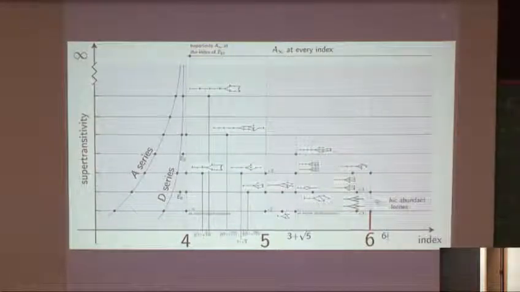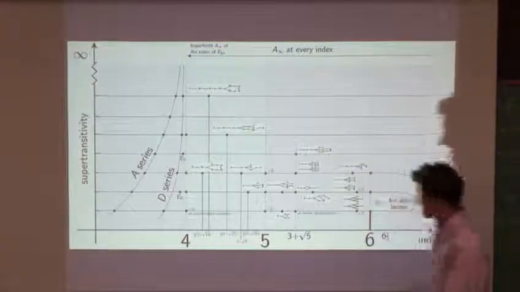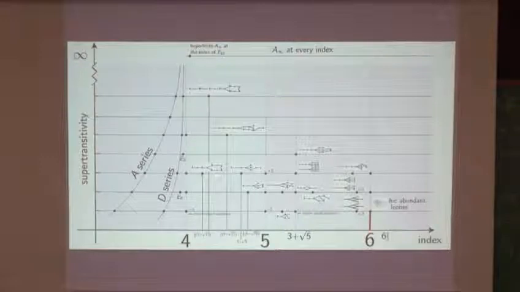So maybe just briefly talking about each of the bands higher up, where we don't yet have that many theorems. Well, at index 5, we know exactly what goes on, although the details haven't actually been published anywhere. And there are just 5 subfactors there, and they're all group subfactors. So it's very simple at index 5.